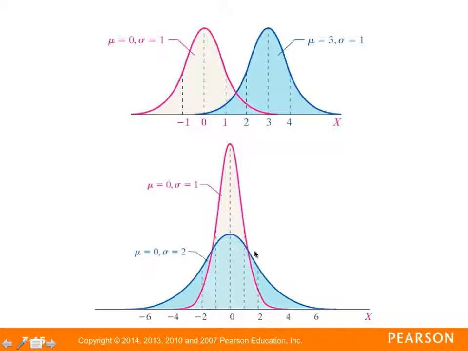But if we look down here, we have the same means, so mu is equal to 0 in both cases, but the standard deviations are different. So if you look at the pink one, the standard deviation is 1. We have a fairly small standard deviation, so that means everything is grouped right in the middle here. But right here, we have a standard deviation of 2, okay, on our blue graph, so that means that everything is spread out just a little bit more.